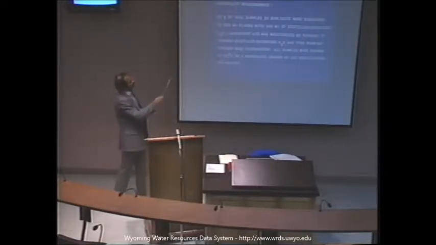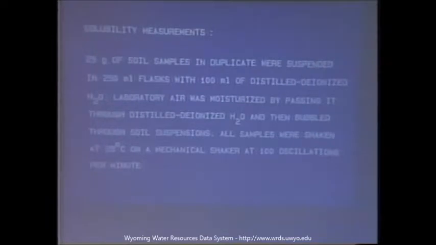What we did, we took 25 grams of soil in duplicates, suspended in a 250 ml flask with 100 ml of distilled water. Then we bubbled. We need to fix the carbon dioxide here because that's one of the constraints we have. That's an important parameter. If you don't fix that one, somehow you have to measure CO2 accurately with the soil, which is equilibrating. So to fix that, we bubbled laboratory air through the distilled water and then the soil suspensions while they were shaking.